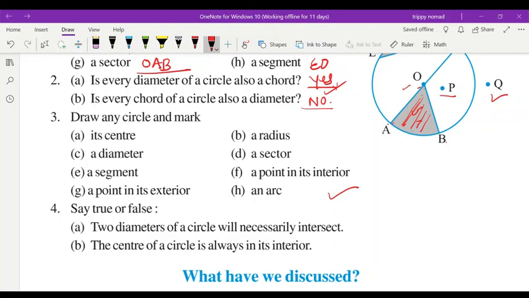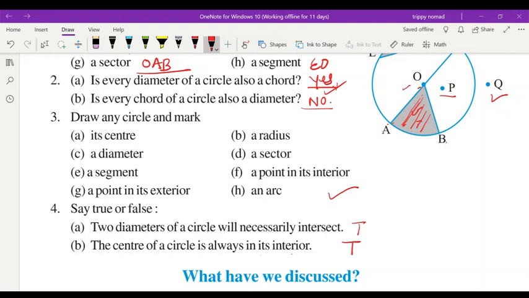Say true or false: two diameters of a circle will necessarily intersect. Will they intersect? What do you think? It is true because they will meet at the center. So that will be true. The center of a circle is always in its interior. Yes, that is also true, because it is not outside.